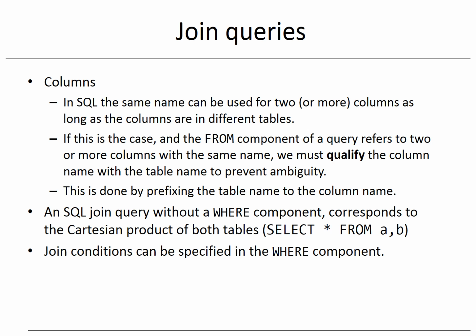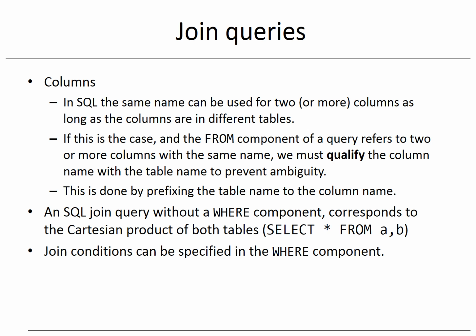In SQL, the same name can be used for two or more columns as long as the columns are in different tables. If this is the case, and the from component of a join query refers to two or more columns with the same name, we must qualify the column name with the table name to prevent ambiguity. This can be done by prefixing the table name to the column name.